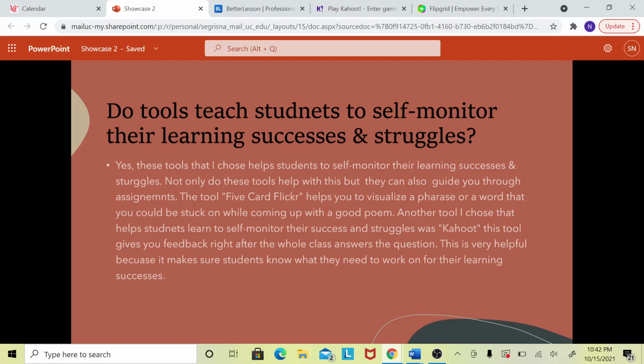Another tool I chose that helps students learn to self-monitor their success and struggles was Kahoot. This tool gives you feedback right away after the whole class answers the question. This is very helpful because it makes sure students know what they need to work on for their learning successes. So I definitely do think the tools I picked helped this.